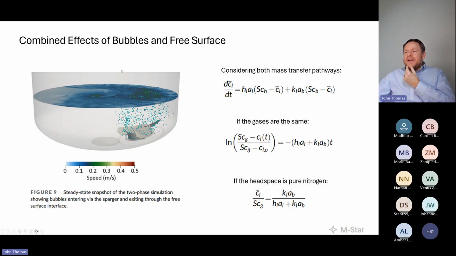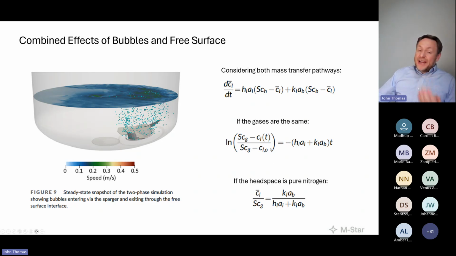Okay, and so now if the headspace and the sparged gas are the same material, this gets a little easier. It's not necessary, but if they're the same material, you can solve this really easily. So we know that the mean concentration, let's just ignore mixing effects for a moment, at a given point inside this vessel is going to be related to the HLA, that's the mass transfer from the interface, I misspoke there, and the KLA, the mass transfer from the bubbles. If the gas are the same, we can recover an analytical solution.